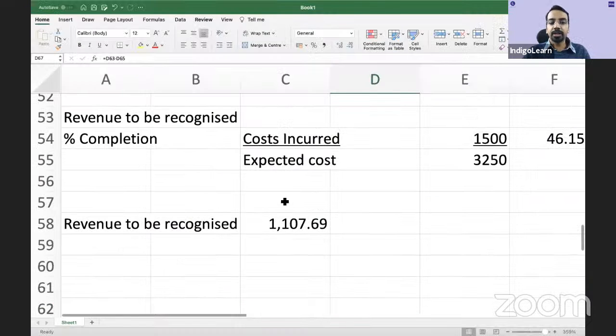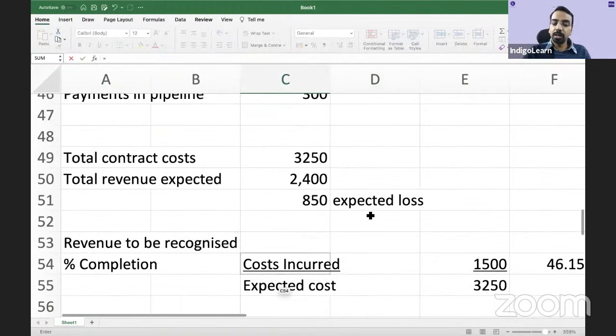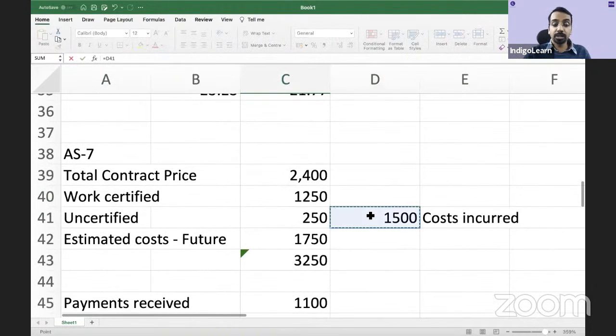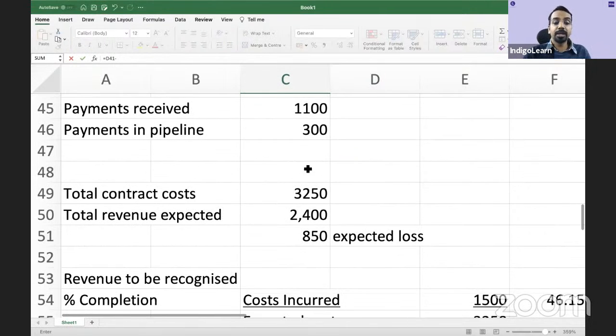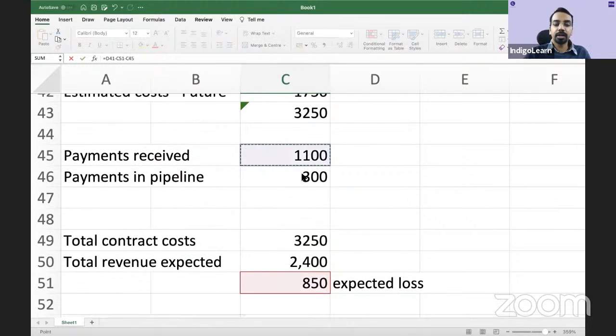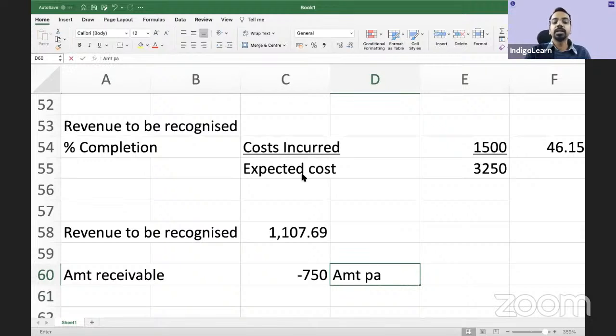What is the cost incurred? Cost incurred is 1500. Is there any profit? No profit. There is a loss, minus loss of 850, minus progress billings of 1100 and 300. You get 750. So because it is a negative number, this becomes amount payable. This is the simple underlying concept as far as accounting standard 7 is concerned.